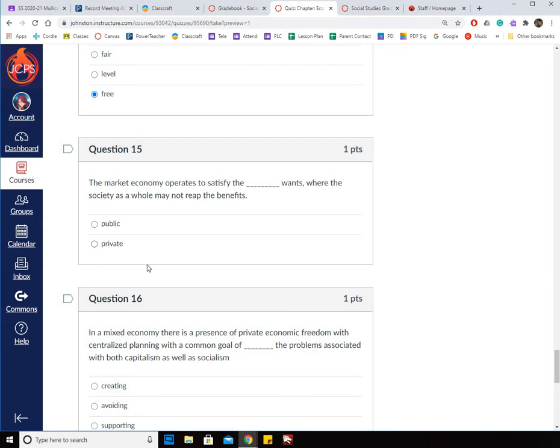So this is private. 15 is private. All right, and then we get to mixed economy. There's a presence of private economic freedom with centralized planning, the common goal of blank, the problems associated with both capitalism as well as socialism.